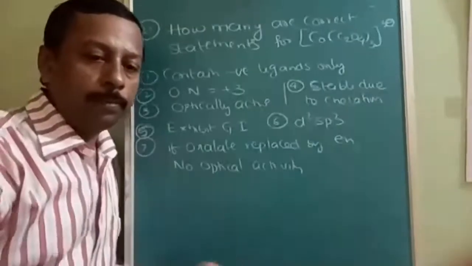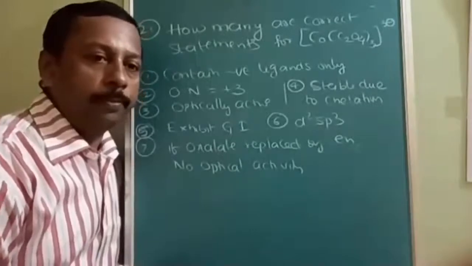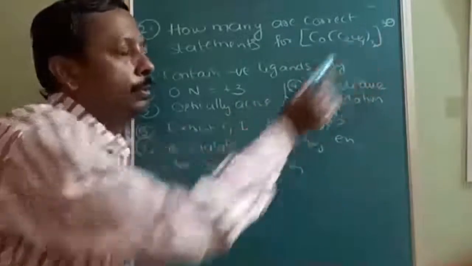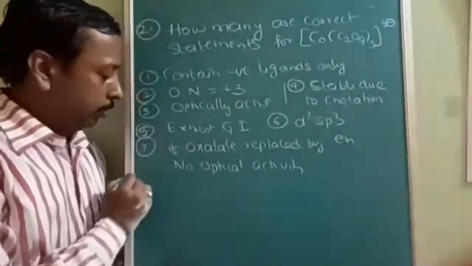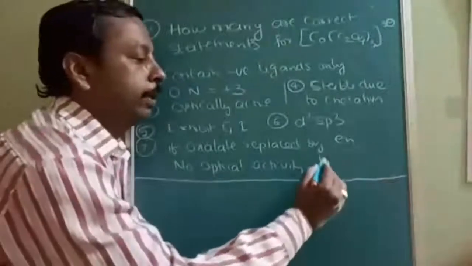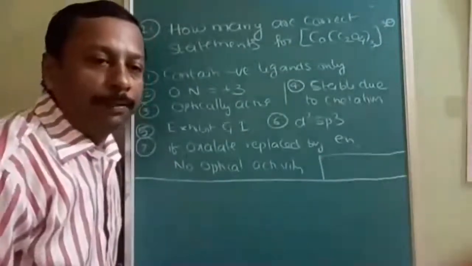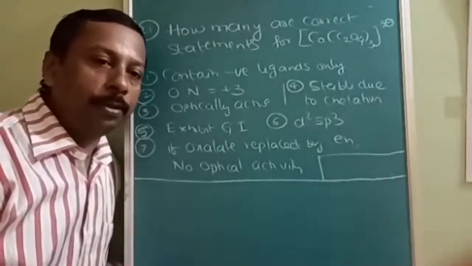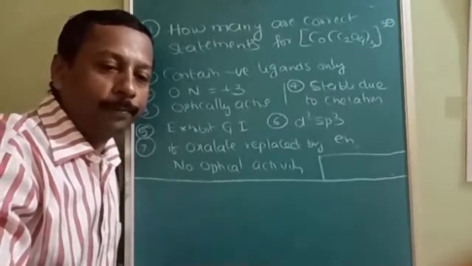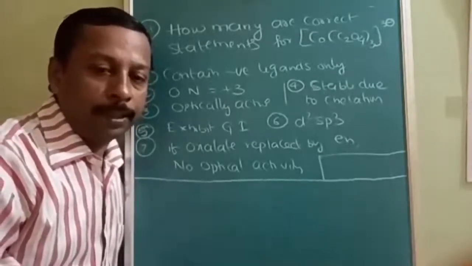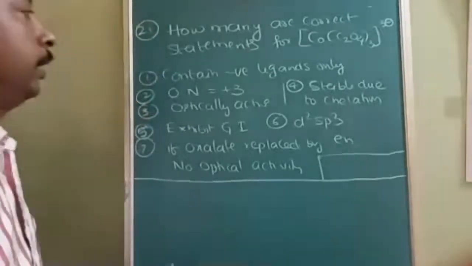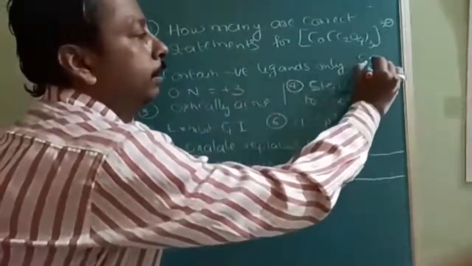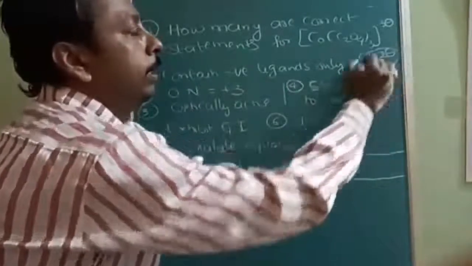Okay, now we are into the integer type question. How many are correct statements about the [Co(C2O4)3]3 negative complex? Around 7 statements are given. You should tell me which statements are correct and which are wrong. Let us check one by one. First one: it contains negative ligands. The ligands are C2O4 2 negative, so they are negative ligands only.